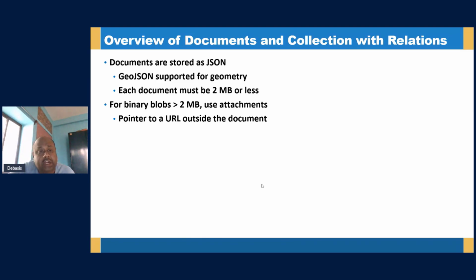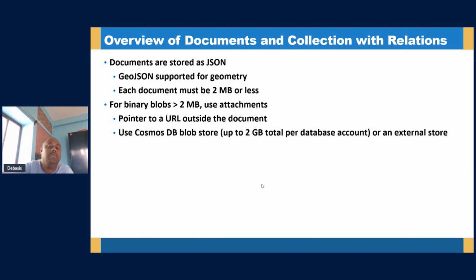So the attachment basically points to a URL outside the document, and that URL actually stores the actual record. Within the Cosmos DB document, we only store the pointer URL where the data is actually stored. Cosmos DB blob storage can be used up to 2 GB total per database account, or an external store. The first 2 GB per database account is totally free. If we have already consumed 2 GB and require more space, then for that extra space we need to pay.